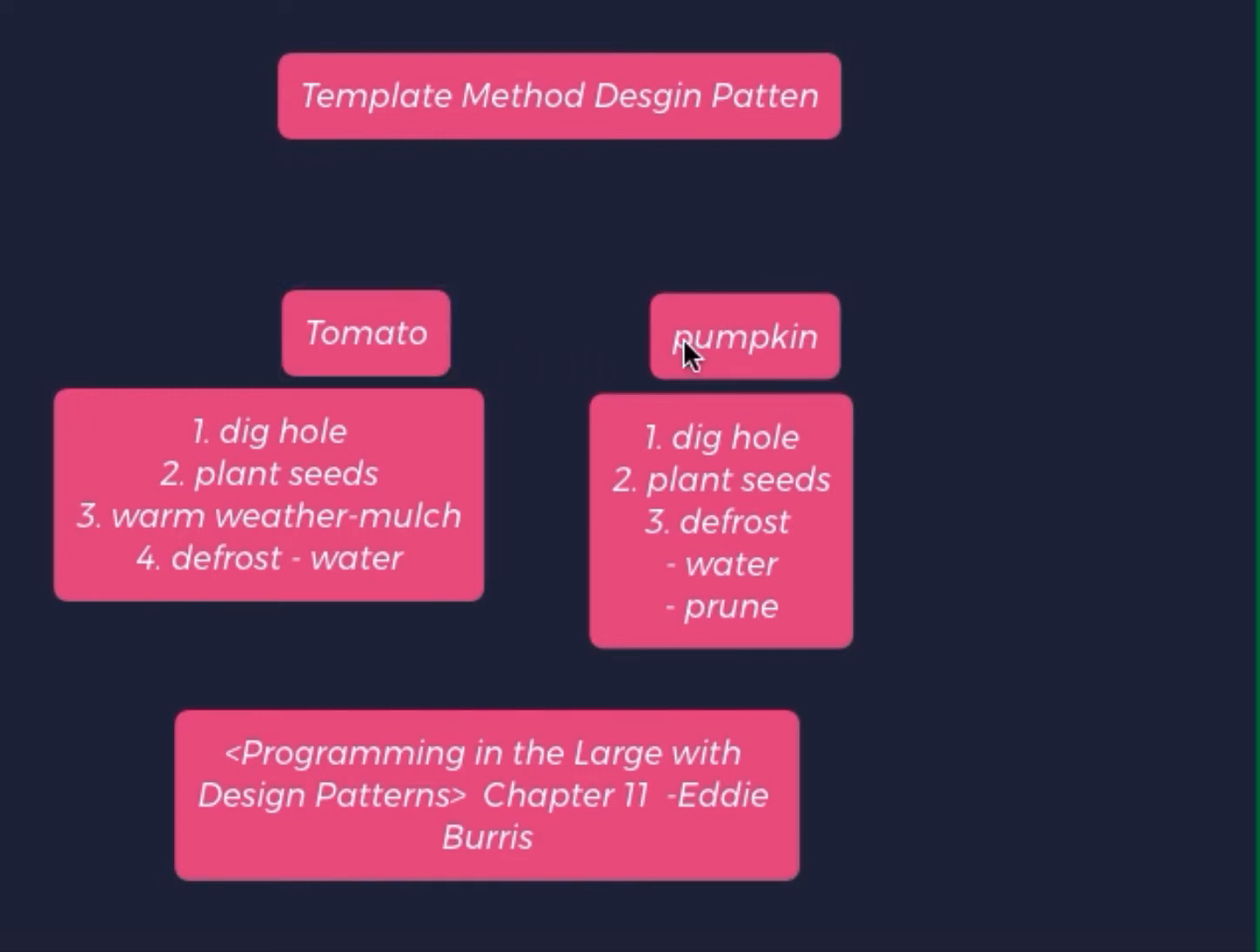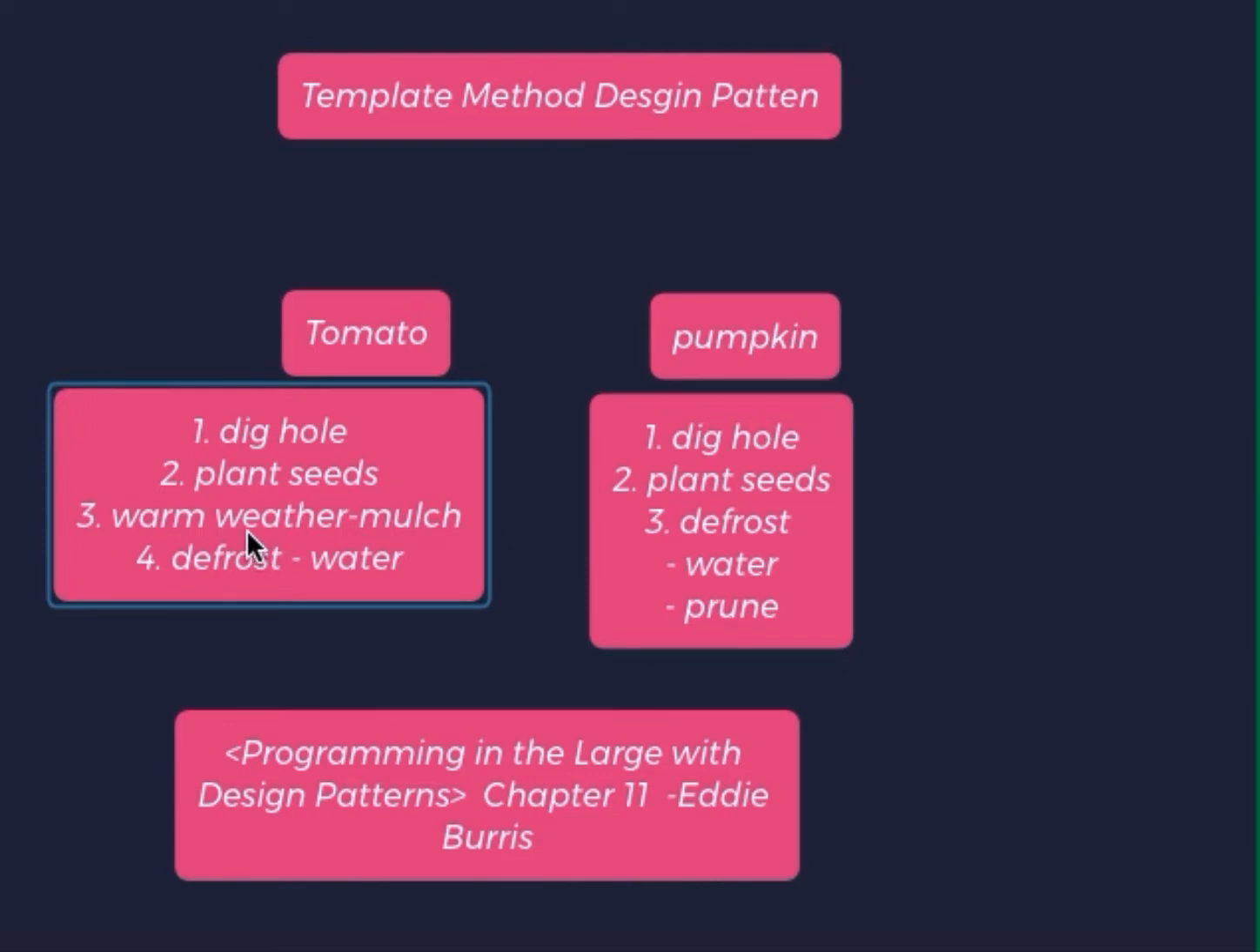A tomato and pumpkin plantation process. As we can see, both of them are similar plantation processes, and they only have a little bit of difference. The first process is to dig a hole and plant the seeds. Of course, for tomatoes we would put tomato seeds, and the pumpkin seeds would be planted inside.